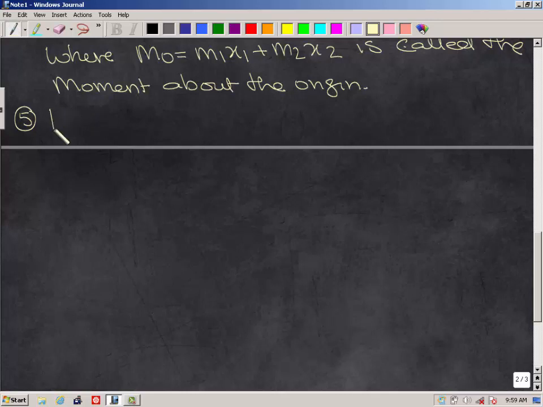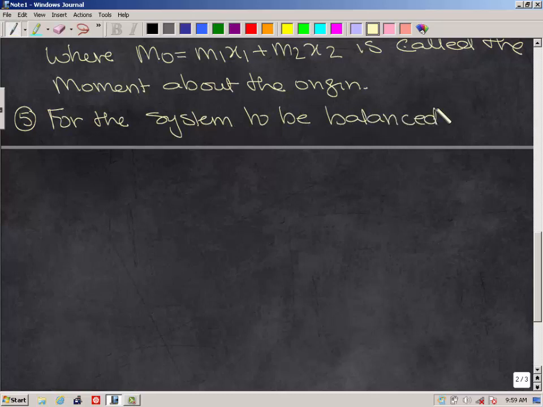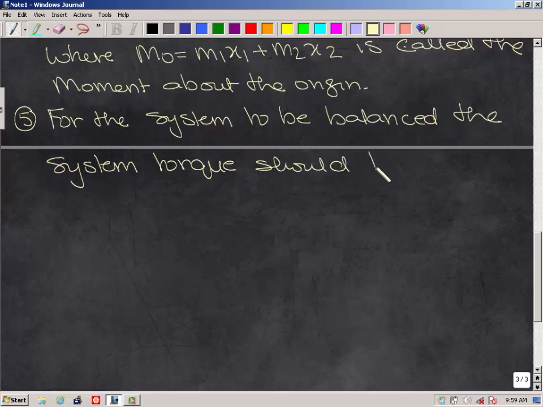But now let's pretend we don't know where the fulcrum is. For the system to be balanced, the system torque should be 0. So for the system to be balanced, the system torque should be 0. Let's take a look at a different example now.